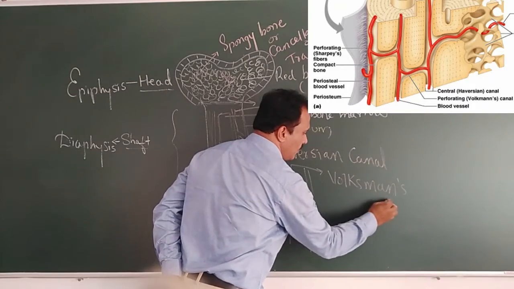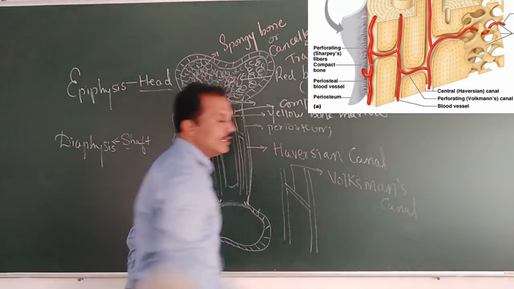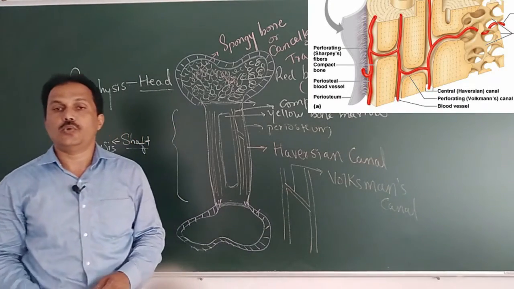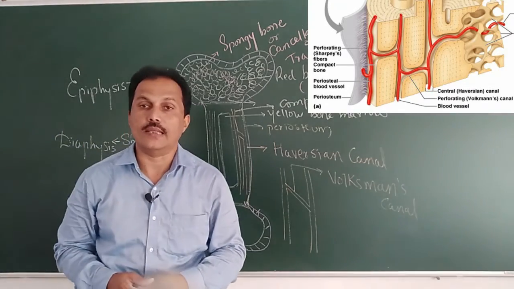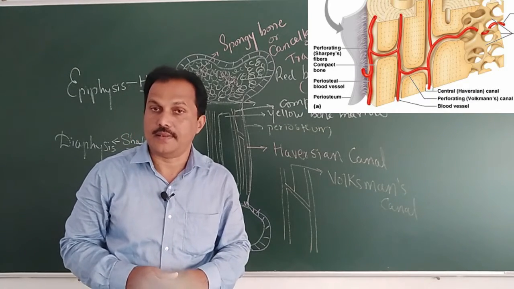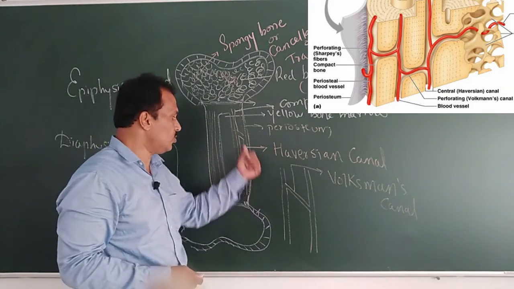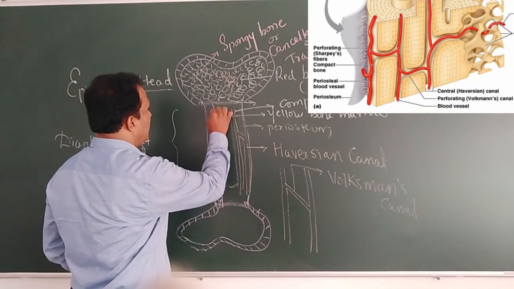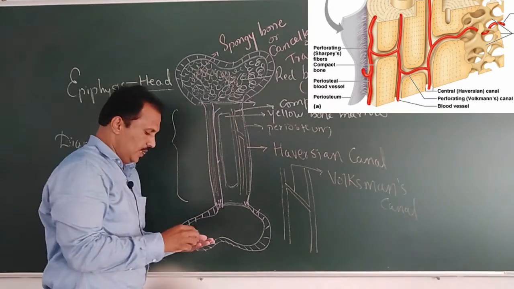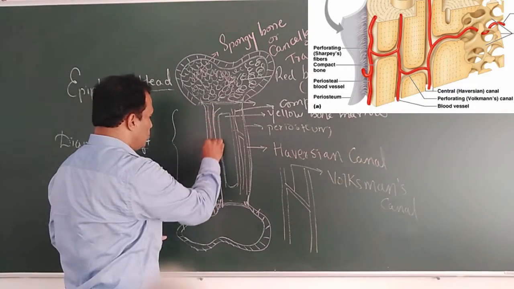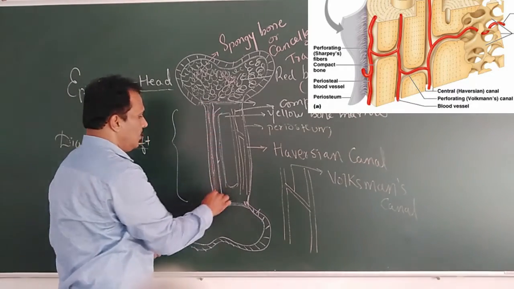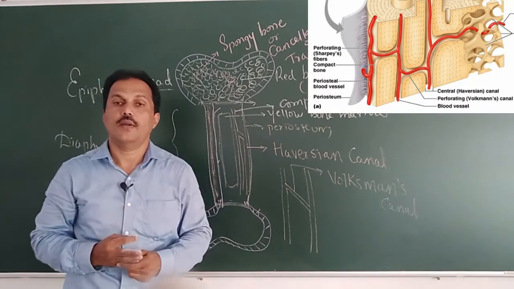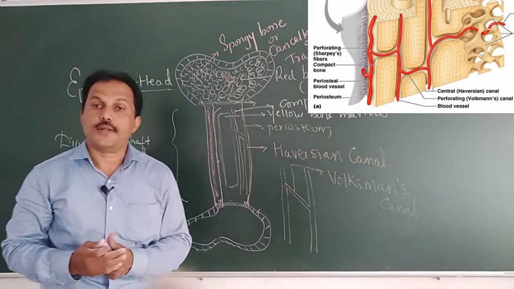Oxman's canal. This oblique connection, which connects two Haversian canals, is known as Oxman's canal. This is a Haversian canal through which the blood vessels run, and these blood vessels provide nutrients to the bone structure. I am talking about this area. So this is the structure of bone.